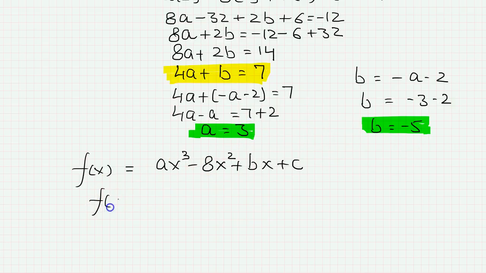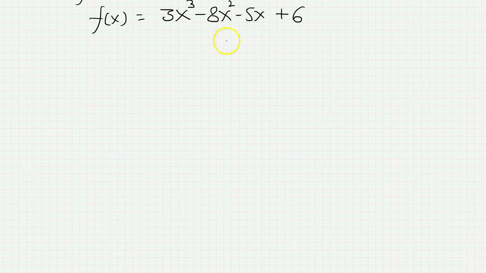So our equation will become, we replace a by 3: 3x cubed minus 8x square plus bx, b is negative 5, minus 5x plus, this was not c, this was 6, plus 6. So this is a cubic equation and we have to factorize it completely. The only thing in this question is that if it is divided by x plus 1, there is no remainder.